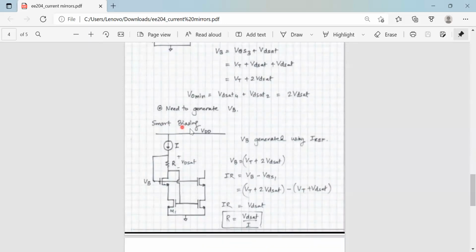This is called smart biasing. Here we keep a resistor here. The bias voltage is taken from the current mirror itself. We can find that I R is equal to VDSAT, so R is equal to VDSAT by I.